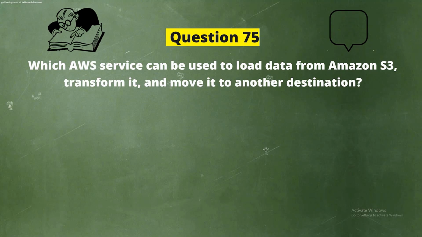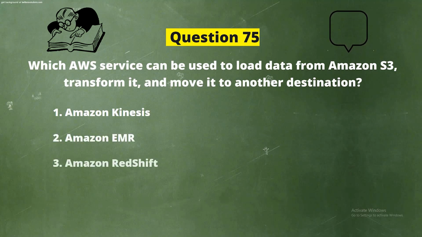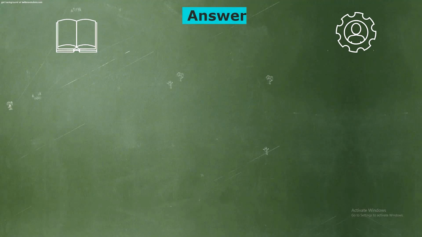Which AWS service can be used to load data from Amazon S3, transform it, and move it to another destination? And the options are: Option 1. Amazon Kinesis. Option 2. Amazon EMR. Option 3. Amazon Redshift. Option 4. AWS Glue. And the correct answer is Option 4.